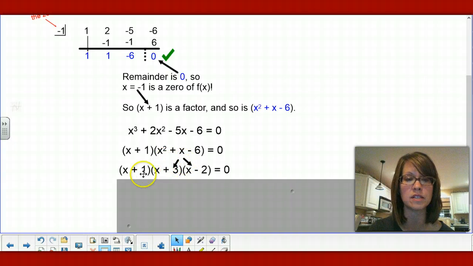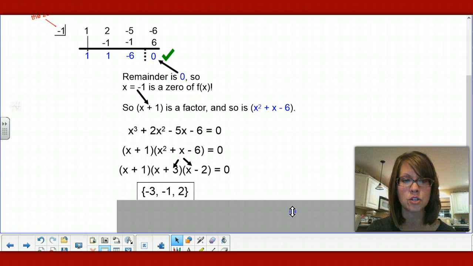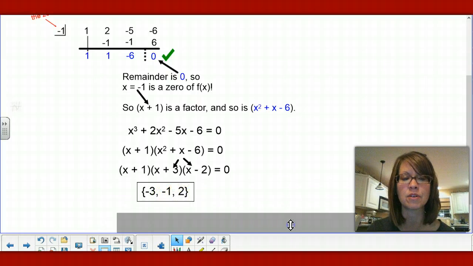So here this is in fully factored form. These are all linear factors, meaning they're all x to the first: x plus 1, x plus 3, x minus 2. And so -3, coming from the middle factor, -1, and +2 are the 3 zeros for this polynomial.